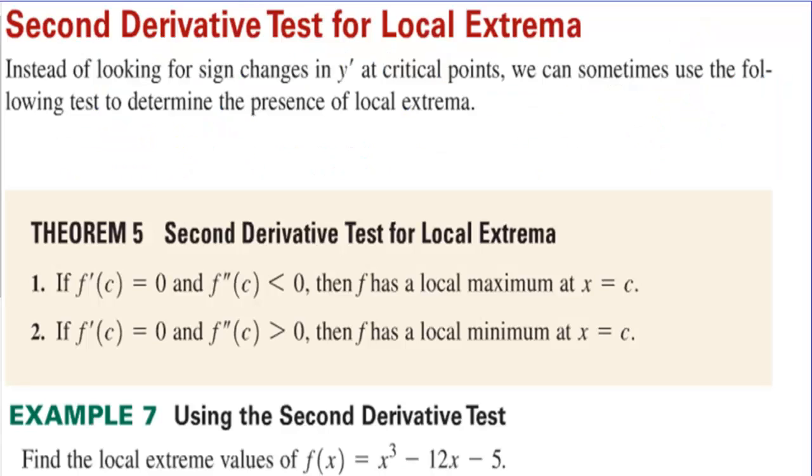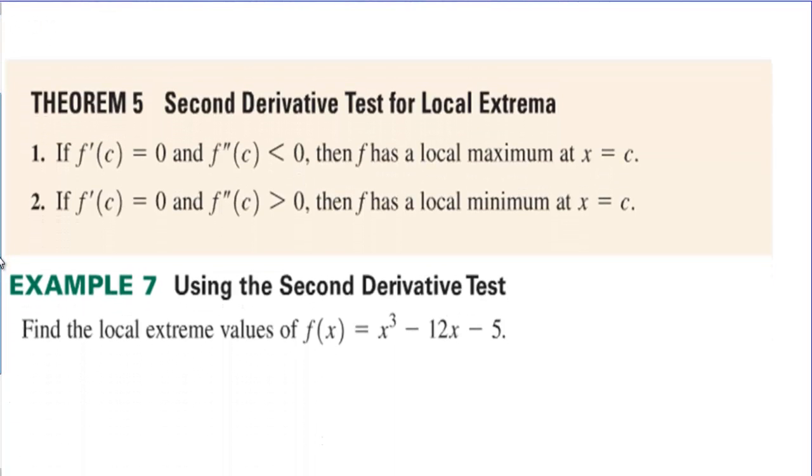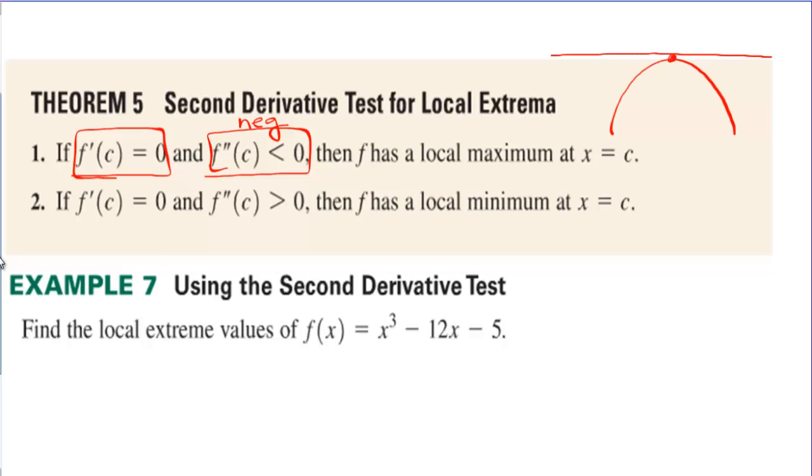Second derivative test for local extrema. Instead of looking for sign changes in y prime at critical points, we can sometimes use the following test to determine the presence of local extrema. If you have a first derivative that is equal to 0, but at that point the second derivative is negative, all right, let's look at that. Let's say this is the original function right here. And you have a first derivative that is 0, but you have a graph that is concave down. That means you have a local maximum there.